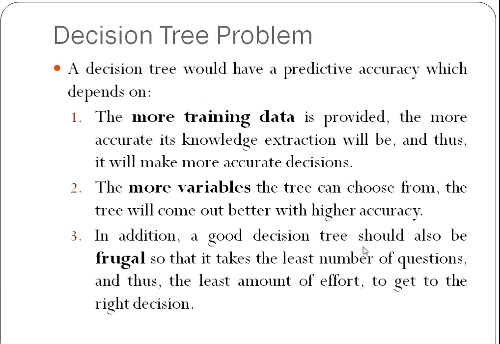In addition, a good decision tree should also be frugal, so that it takes the least number of questions and thus the least amount of effort to get to the right decision. Frugal means economical. There should be very crisp and important questions, and the tree structure should be smaller and economical. It should be optimal.